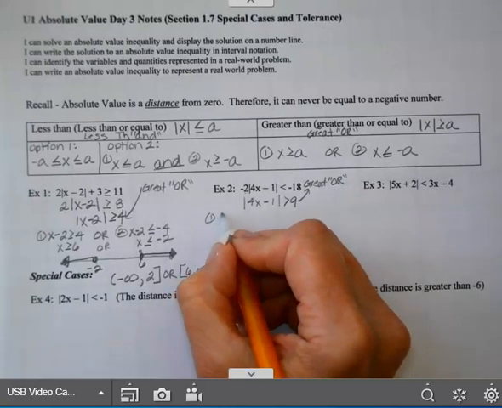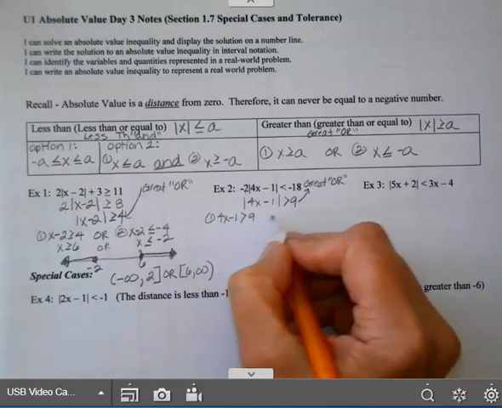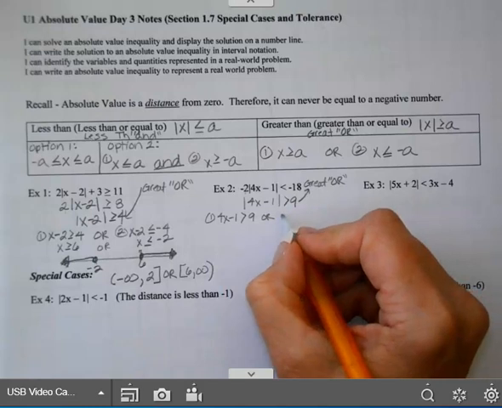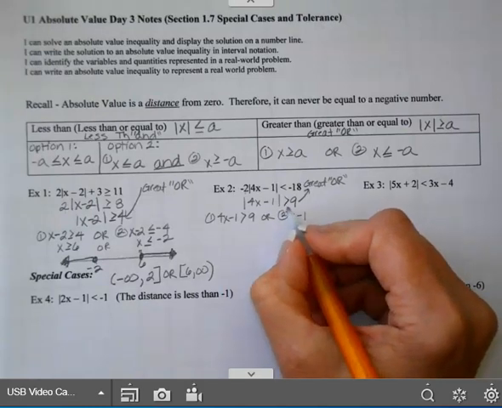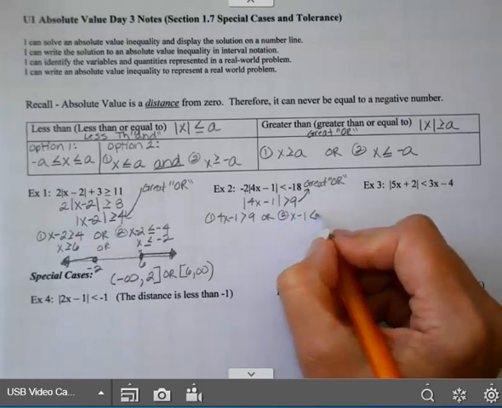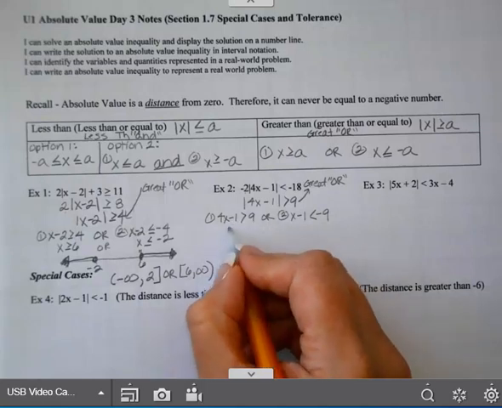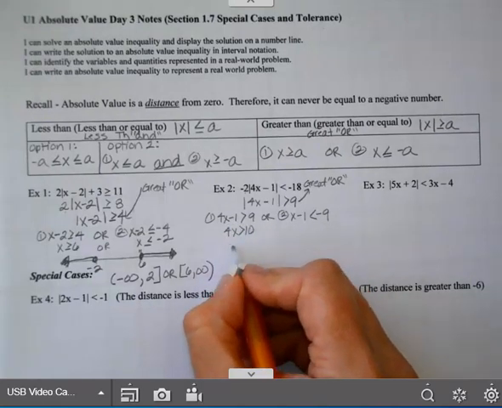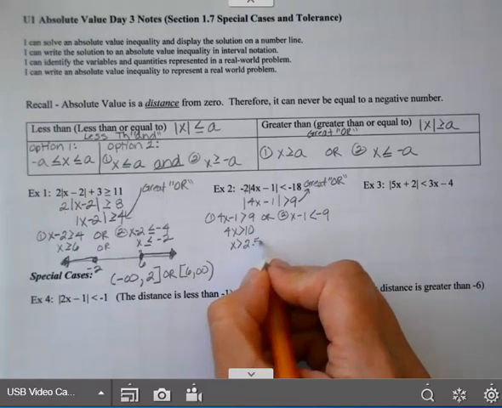My first inequality is 4x minus 1 is greater than 9. I'm going to use the word or. Make sure you put your conjunction in there. My second inequality is 4x minus 1, I have to reverse the inequality and take the opposite. Add 1 to both sides, so 4x is greater than 10. Divide by 4, and you have x is greater than 2.5.